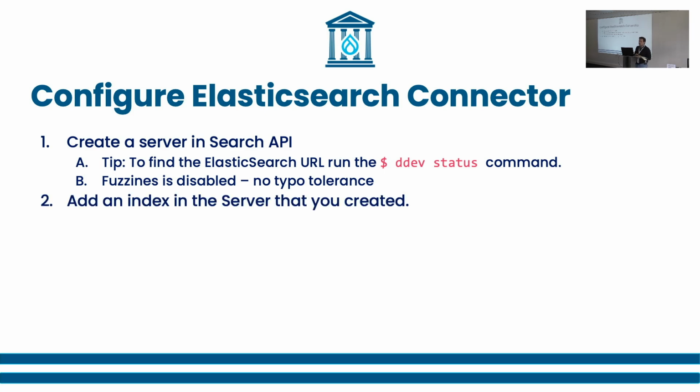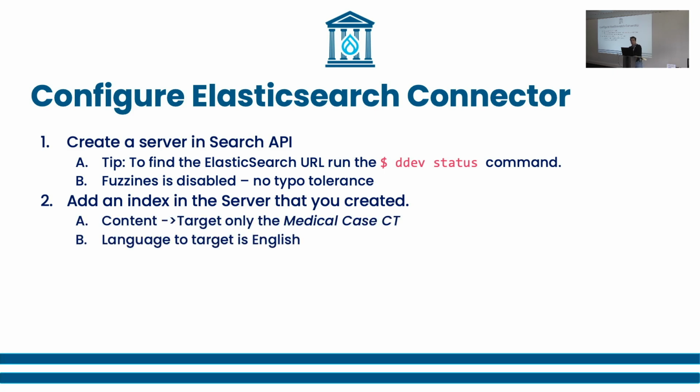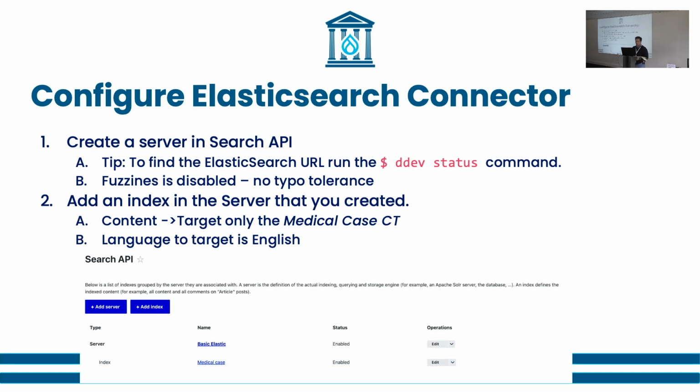And add an index in the server that you created. So the content that we are targeting is, of course, the medical case content type that we described before. And the language that we target is English. There is also Dutch in my Drupal instance, but of course we are working now only with the English language. So in the end, it's going to show something like this.